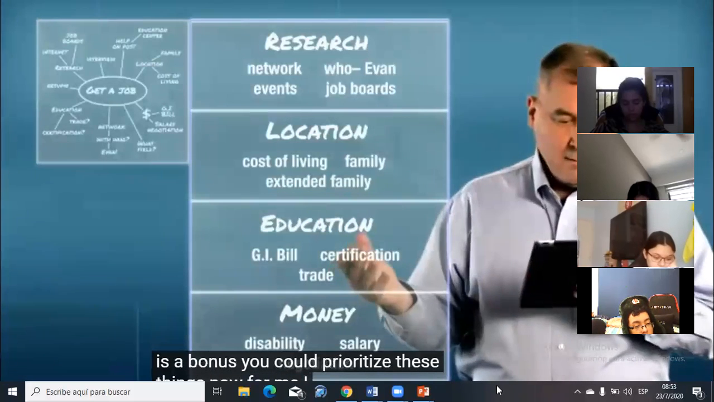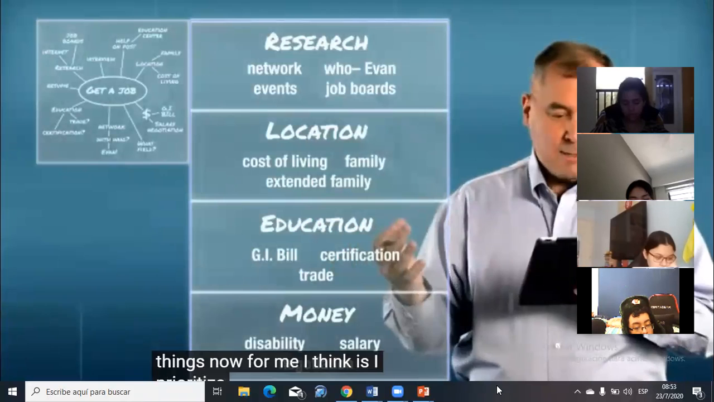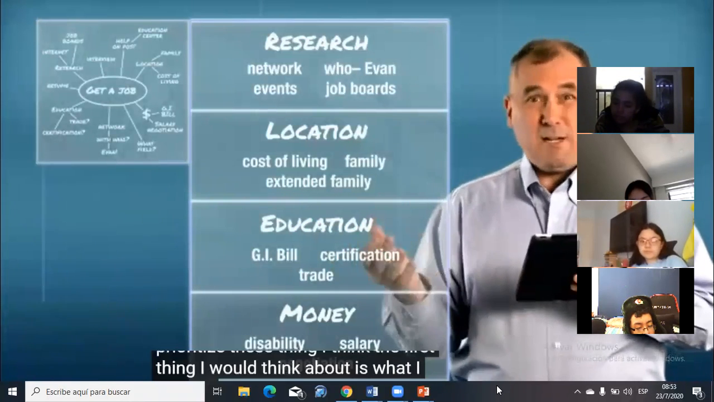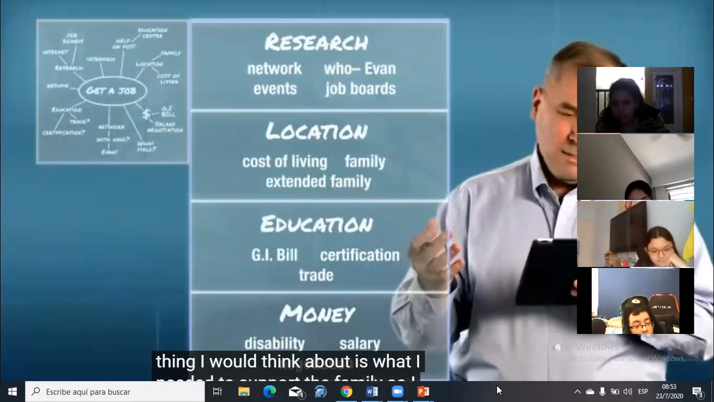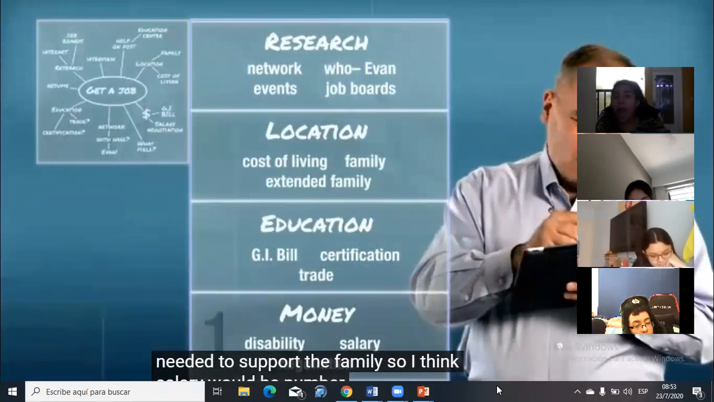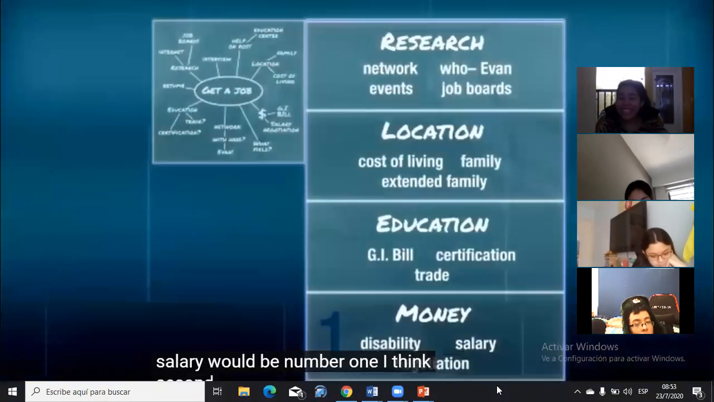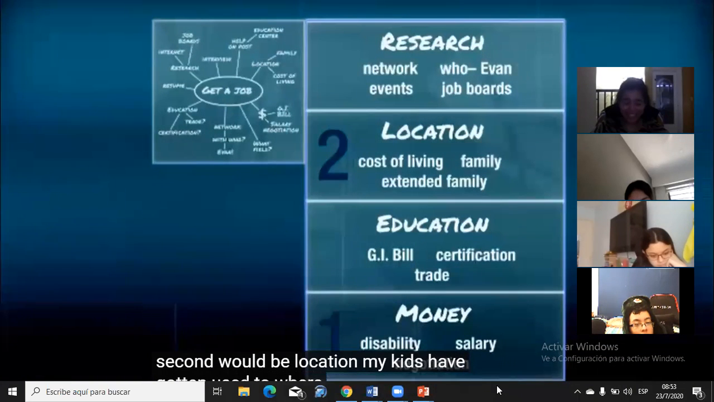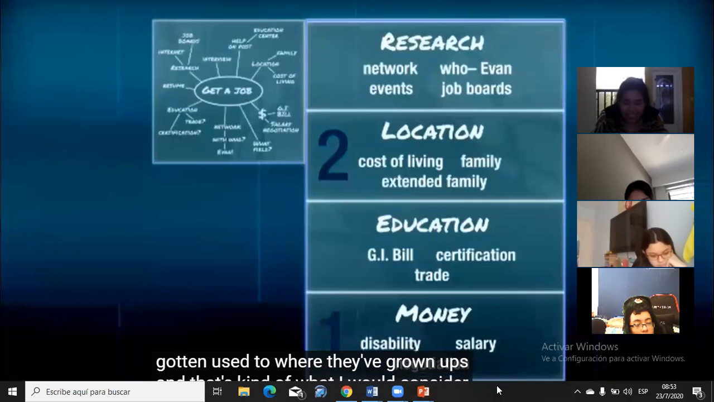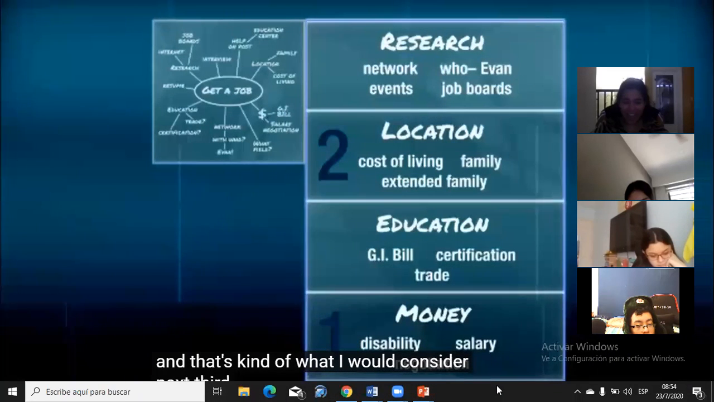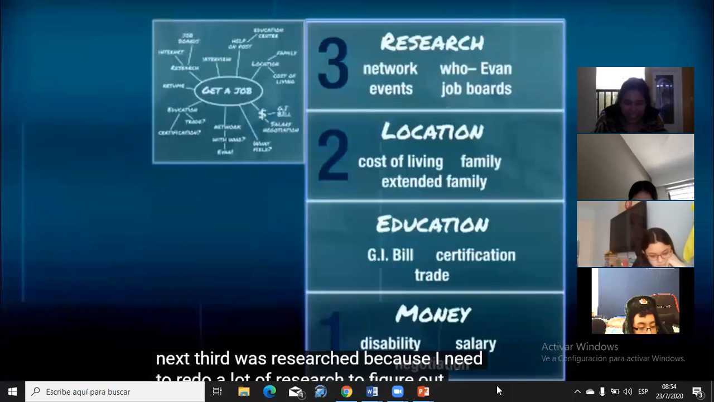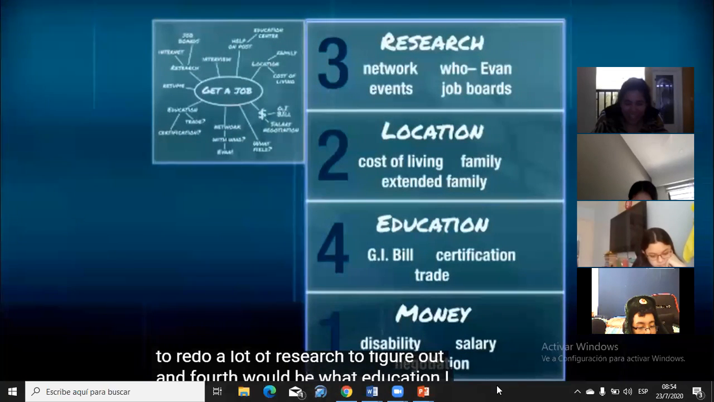Now for me, as I prioritize these things, the first thing I would think about is what I needed to support the family. So I think salary would be number one. I think second would be location. My kids have gotten used to where they've grown up, and that's kind of what I would consider next. Third would be research, because I need to do a lot of research to figure out. And fourth would be what education I would need.